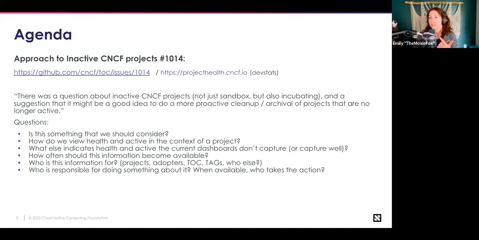The next question that I have for everyone here is, who is this information going to be for, and who's responsible for doing something about it? I think we have a culmination of a lot of really good ideas that need to be pulled together into some different options that we can start exploring, but I want to know who. So in addition to the TOC looking at the activity of projects, what about TAGs? What about other maintainers? What about adopters? They're going to be looking for different sets of information.